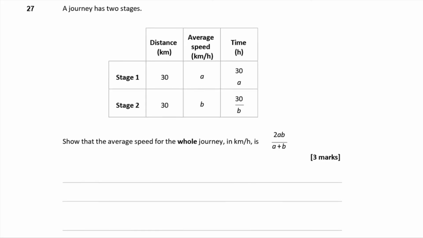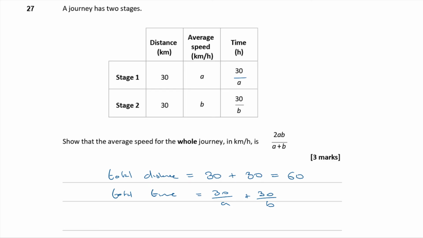Okay, so the average speed is going to be the total distance travelled divided by the total time taken, isn't it? So the total distance is going to be the two distances added together, isn't it? It's going to be 30 plus 30. Well, that wasn't too bad, that was 60. And the total time taken is going to be 30 over A plus 30 over B.